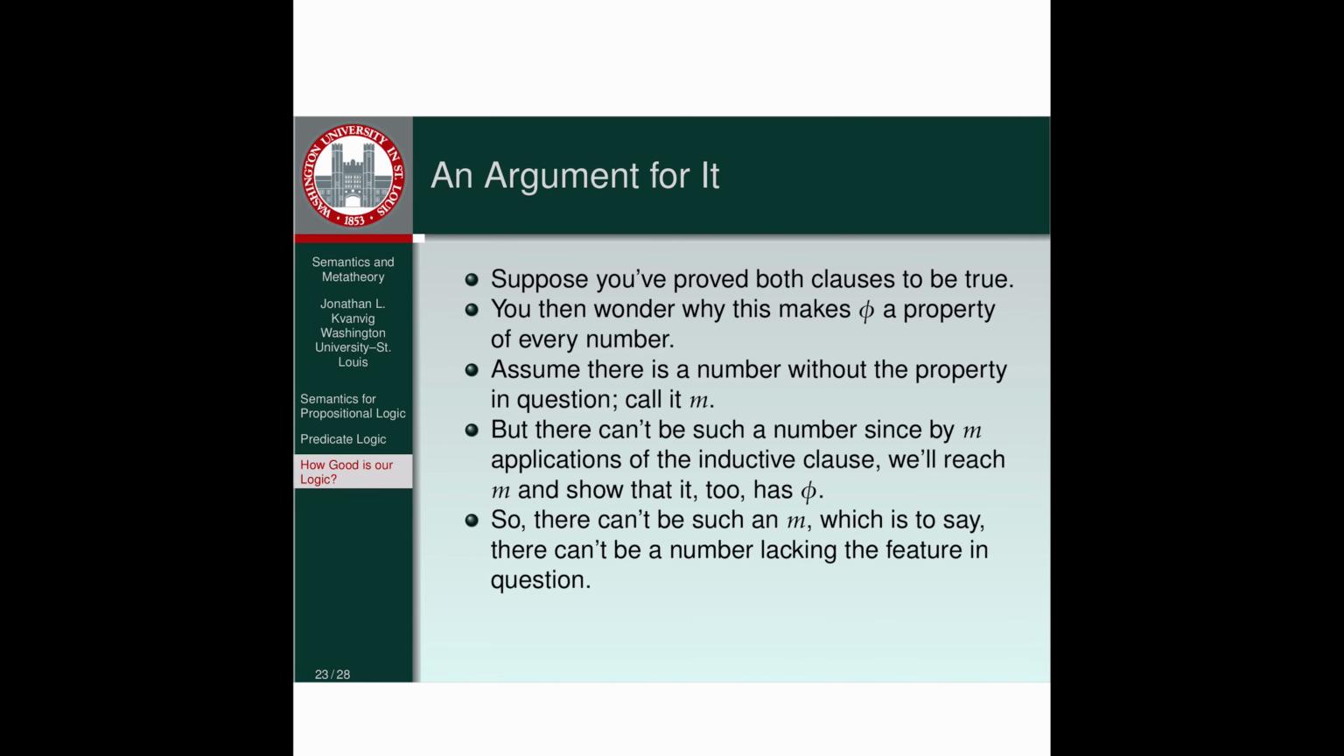If you're interested, if you're highly skeptical, maybe no arguments for anything count as good enough arguments for them. But if you're less than highly skeptical, maybe you're suitably skeptical, you'll want an argument for this form of argument. So here's the idea. Suppose you've proved that both clauses are true. You then wonder why this makes phi a property of every number. So assume that it's not true. Assume there is a number without the property in question.